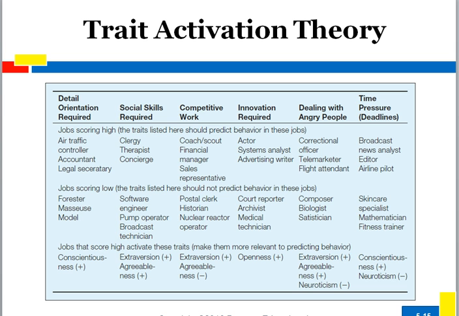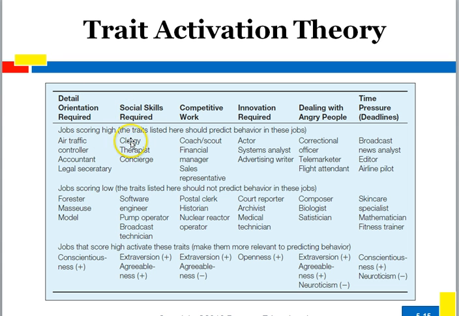Let's look a little more closely at trait activation theory. So detailed orientation is required. Jobs that score high in this: air traffic controller, accountant, legal secretary. Jobs scoring low would be a masseuse, a model, forester. Okay, so let's just step back for a second. The traits that are listed here should be predictors of behavior in these jobs. So detailed orientation required, this would be the high and the low.